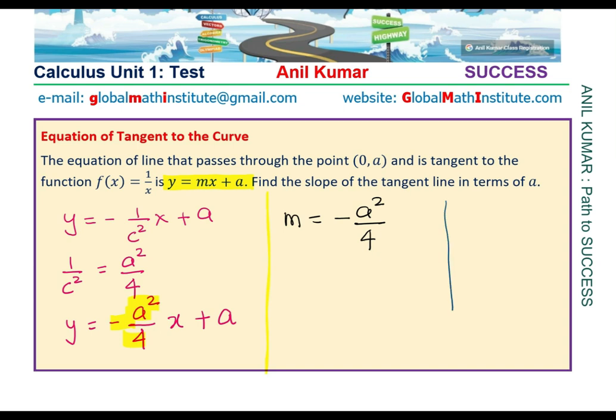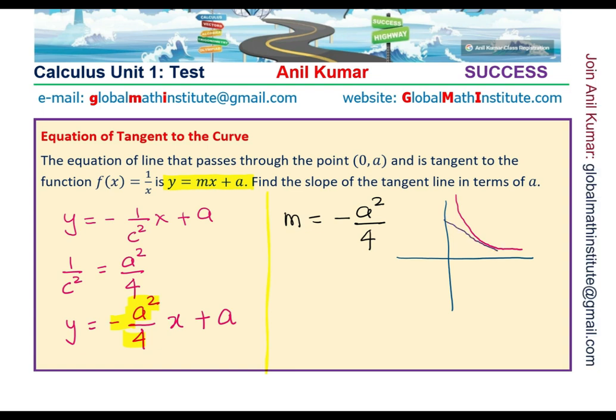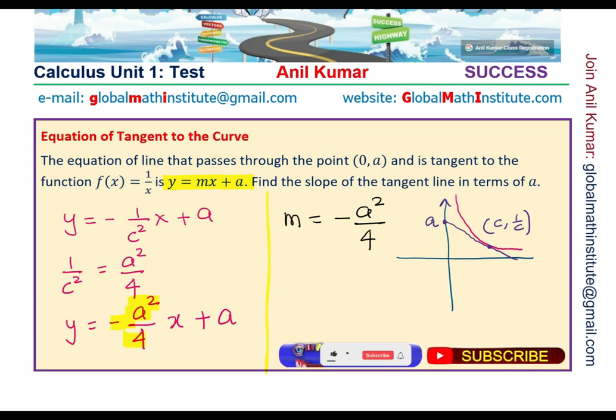So if you sketch a graph of this, what basically we are saying is that the curve 1 over x on this side will be kind of like this, and this particular line is the tangent to it, for example. The point which we have considered is c, 1 over c. You see that? And this point is at a, and that's the tangent line which we are talking about. So I hope the situation is absolutely clear.